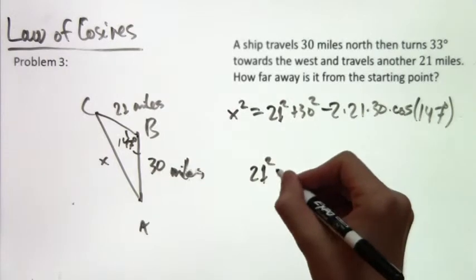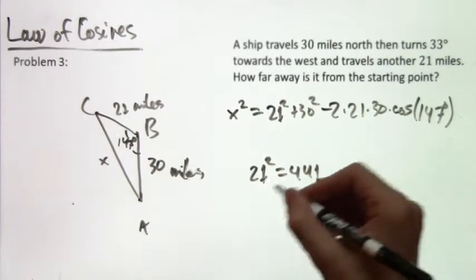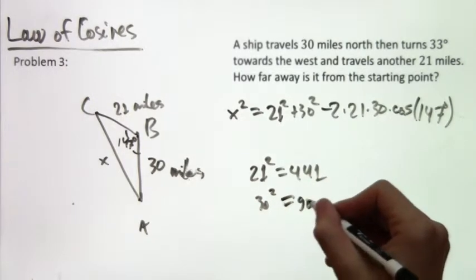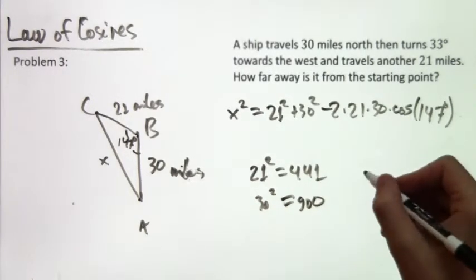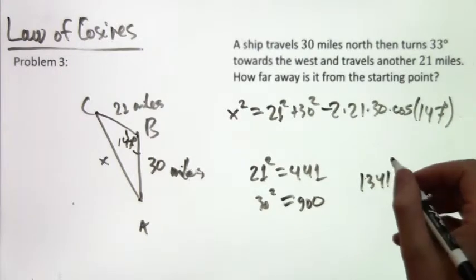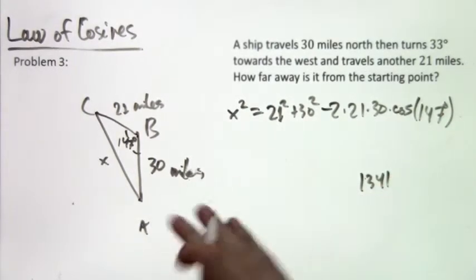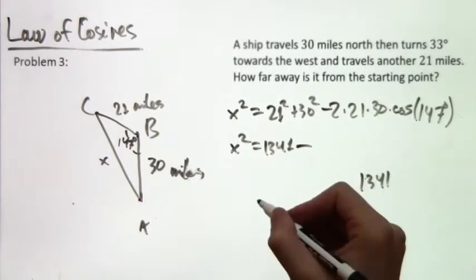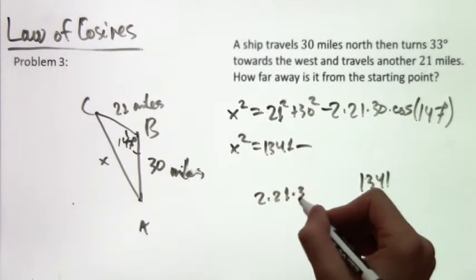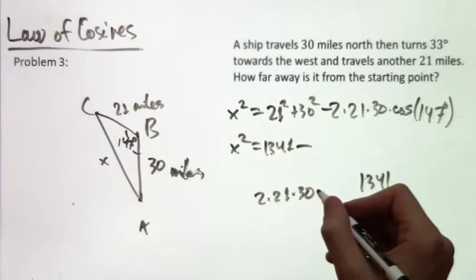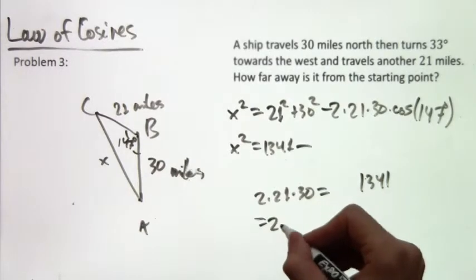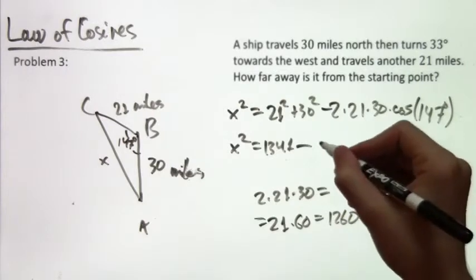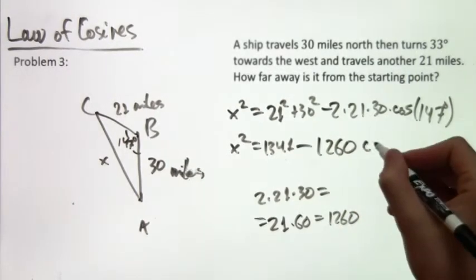So 21 squared is 441, and 30 squared is 900. You can either calculate them in your head or by hand or on a calculator, it doesn't matter. But when you add them, you get 1341. So x squared equals 1341, and then we subtract 2 times 21 times 30. I'll just calculate it real quickly, but you can use a calculator. 21 times 60 is 1260. So we got 1260, and then this is times the cosine of 147.